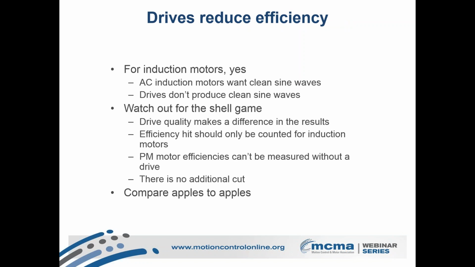But here's the big controversial thing. Drives reduce efficiency. Now, admittedly, they do. If you've got an induction motor and you slap a VFD on it, then you're going to lose efficiency, because induction motors like clean sine waves. They want that clean wall plug power. And unfortunately, drives don't produce sine waves that are clean. Better drives produce better sine waves, but that isn't always the case.